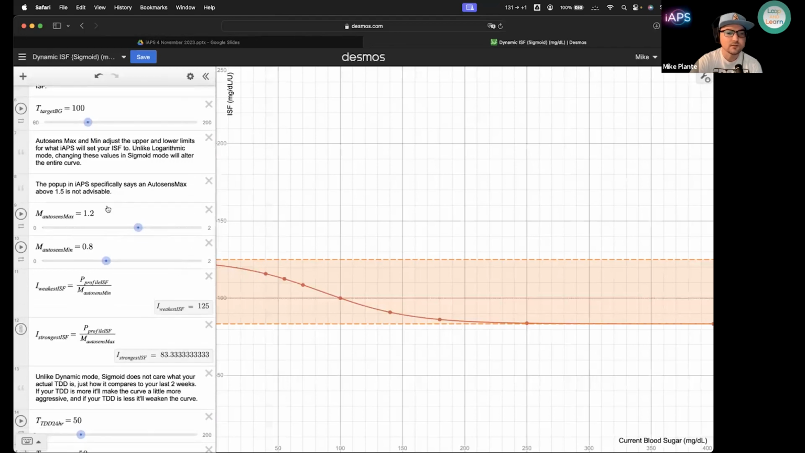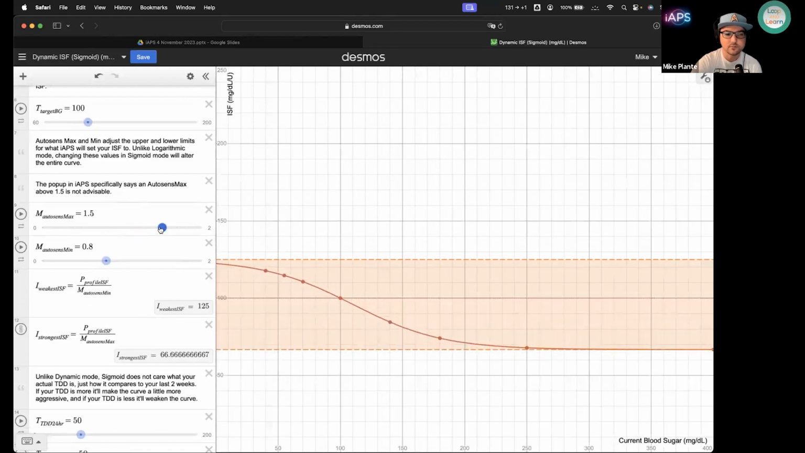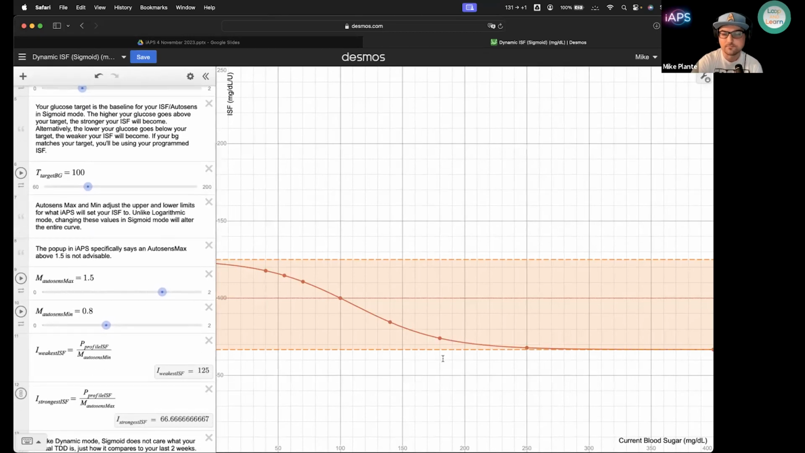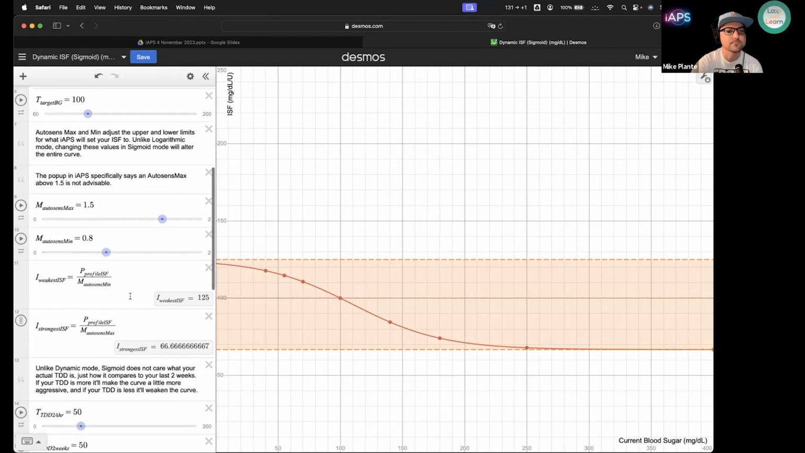Now for Sigmoid, the auto sens max and the auto sens min, they adjust the height of the graph. So if you put this all the way up to like 1.5, it's generally not advised to go more than 1.5, because any higher than that, you might be getting way more insulin than you probably need. And depending on your adjustment factor or other settings, it could be more dangerous to have this up higher than that. Some people do, but to each their own.